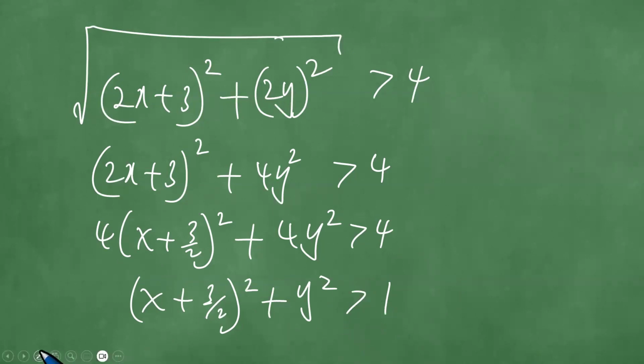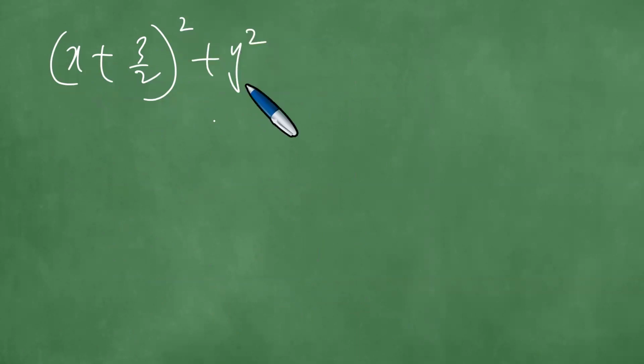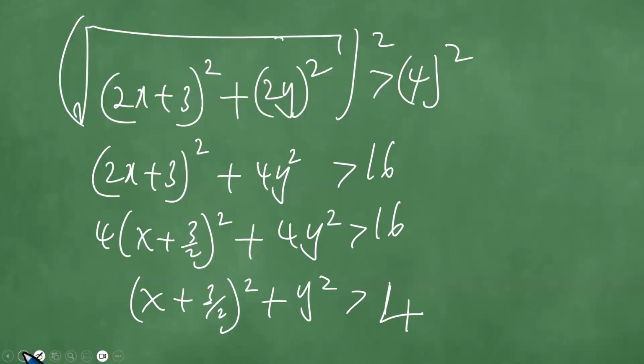Okay, here you squared both sides, and so this was supposed to be 16, because if you square like this, like that, you have a 16 here. So you divide 16 by 4, and this one becomes a 4. In other words, we're looking at the fact that this is x plus 3 over 2 squared plus y squared, and it is bigger than 4.